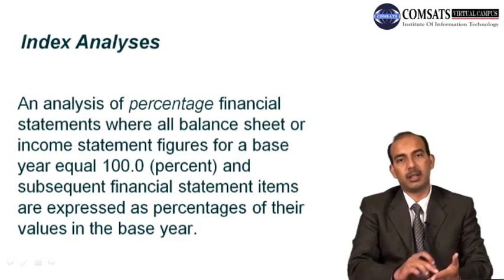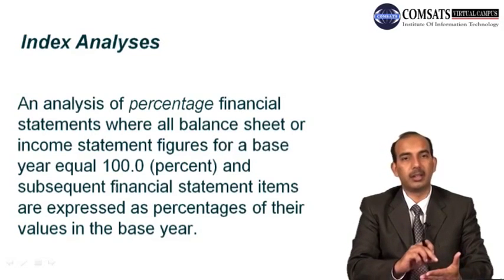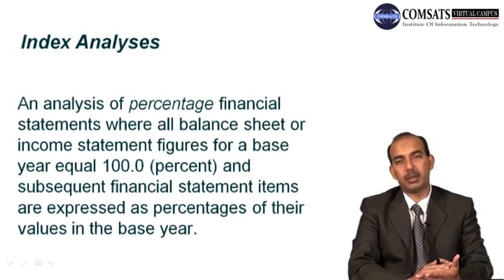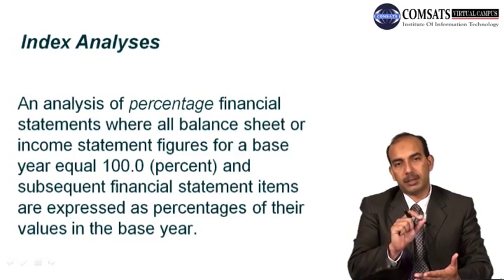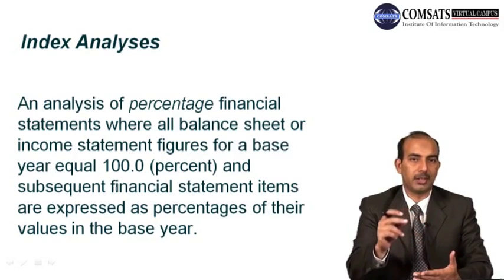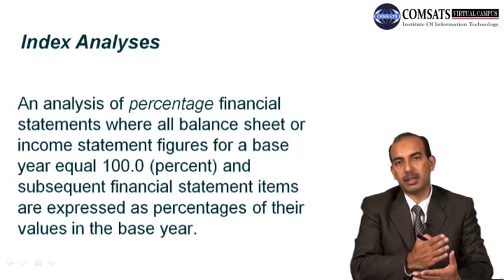So isme hum kya karte hain ke ek year ki figures ko hum, we take them as a base year, and then we take the respective years in relationship to that base year's figures. So we make an indexation with that base year. So iske andar kya hoga ke 2005 ki jo figures hain, all those figures given in 2005 will be divided by itself, and then the balances given in the next year's figures will be divided with the respective balances given in the previous year.